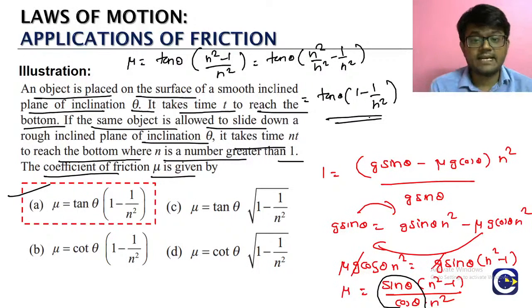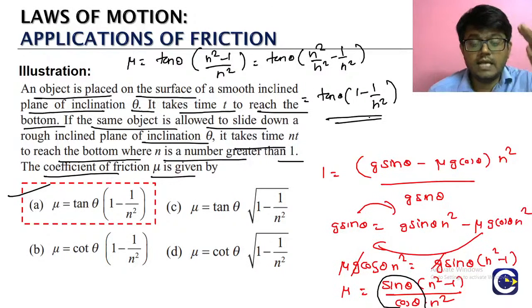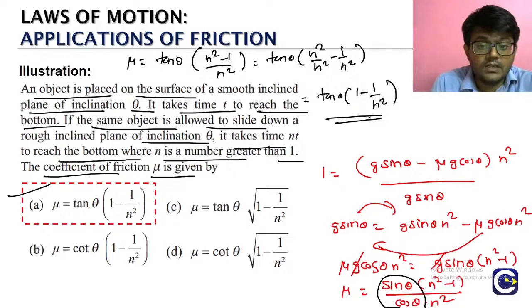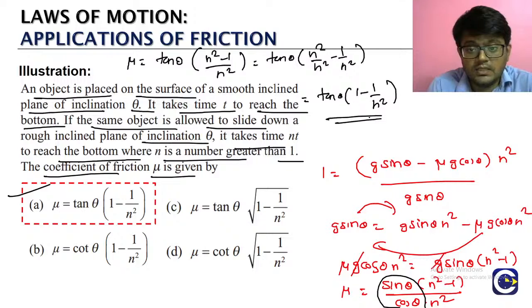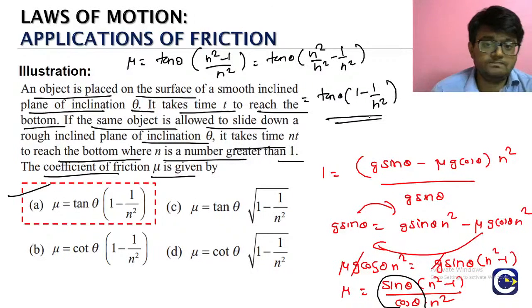Like I said, this is a standard question, right? Tomorrow they can give a question saying the angle of the inclined plane is 30 degrees, and initially the time is t, finally the time is 2t, which means the value of n is equal to 2. They can ask what is the value of mu, the coefficient of friction between the surfaces. So if you remember the standard result, we will be able to answer such questions just by substitution.